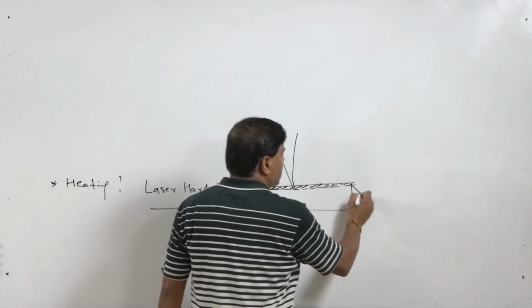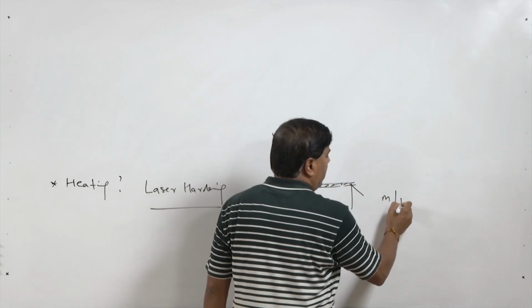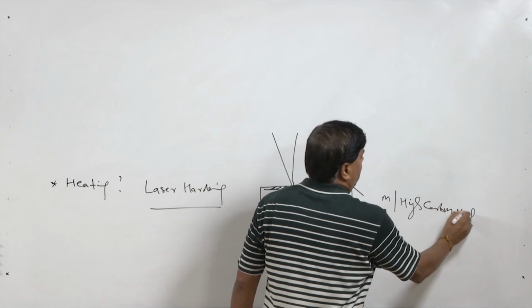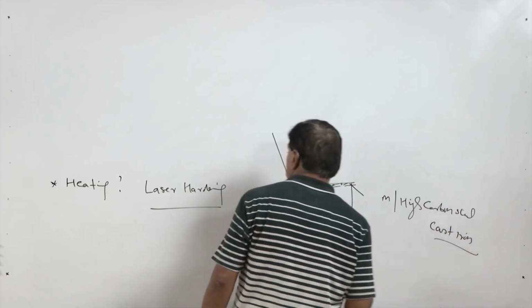But for this it is necessary that the material has hardening characteristics, which is primarily medium or high carbon steels and cast irons. This method is found to be suitable for these.